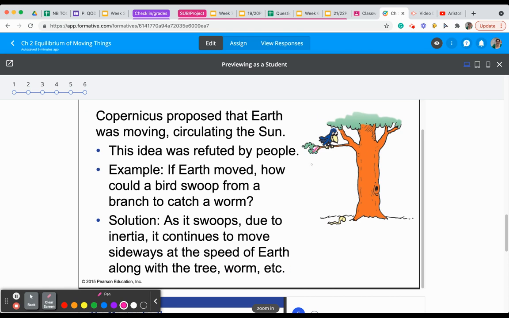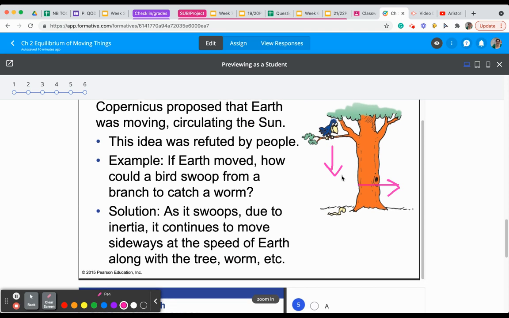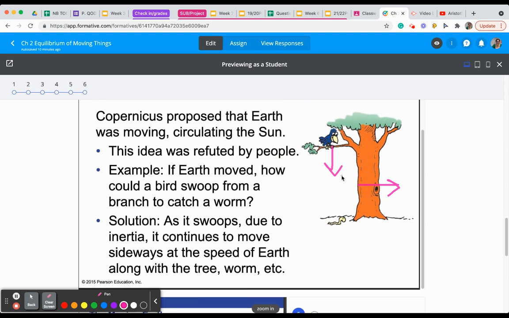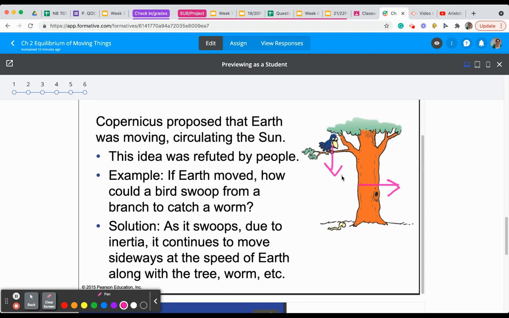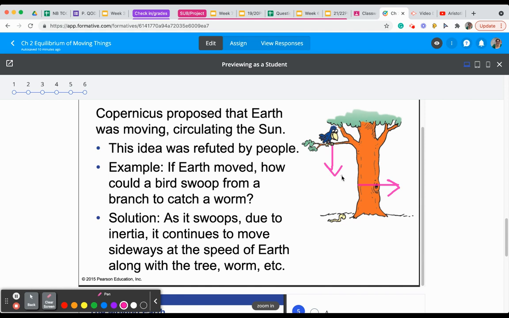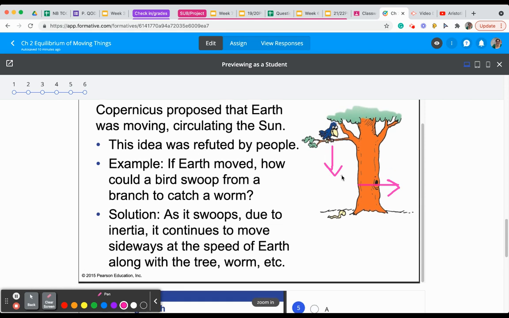tree, the worm, etc. So people initially argued that the Earth could not be moving because if it was, as soon as the bird left the tree branch, the tree would speed away from it and leave the bird behind. But the bird always stays with the tree. And that's something that maybe back then was difficult to visualize in their mind because they didn't have fast moving vehicles to make this other observation.